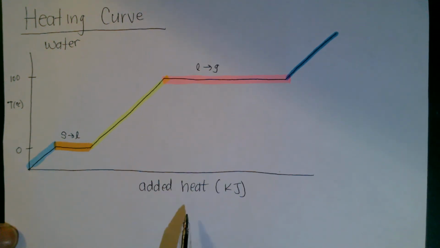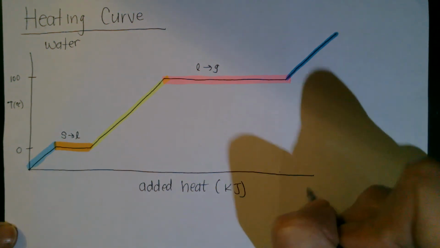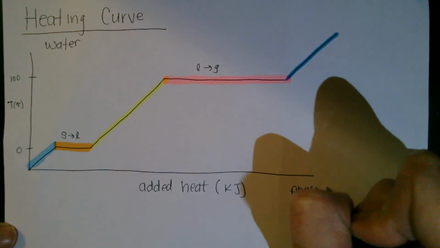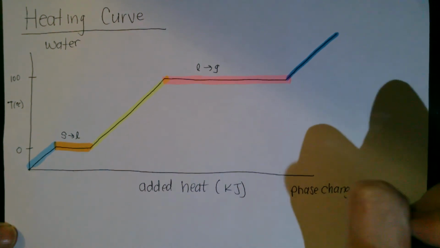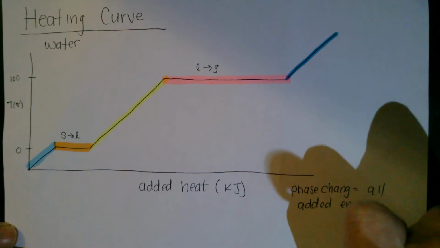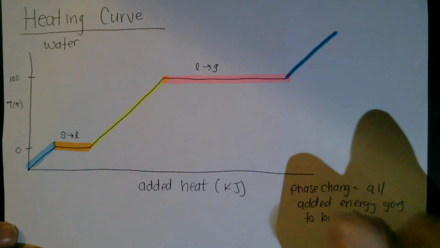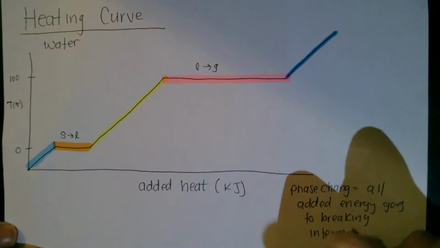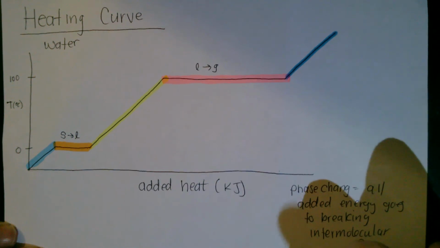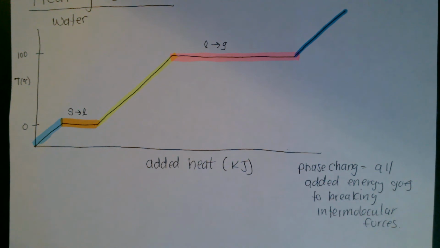So what's happening during a phase change is we are adding in energy. You see that we are still moving along the x-axis here, but it doesn't result in a temperature change. So at a phase change, what we can say is all added energy goes to breaking intermolecular forces. Okay, so all of the energy added into the sample is going to break those forces.